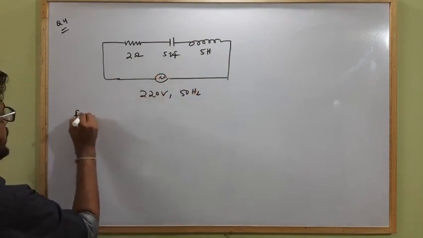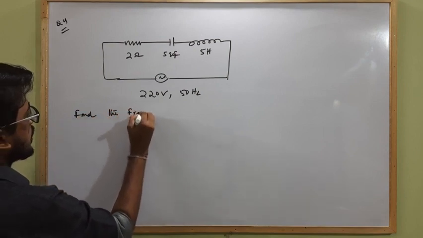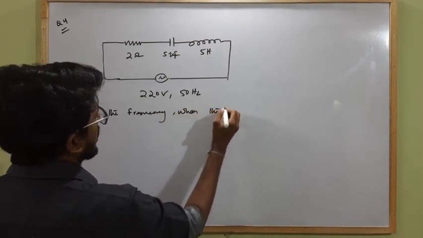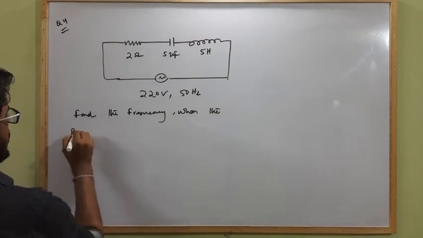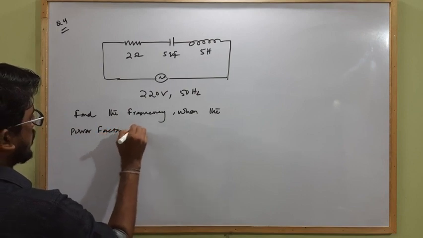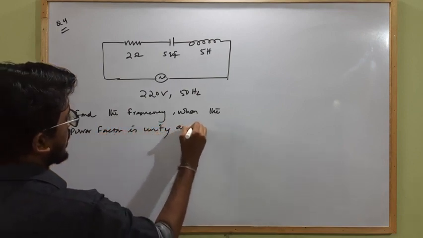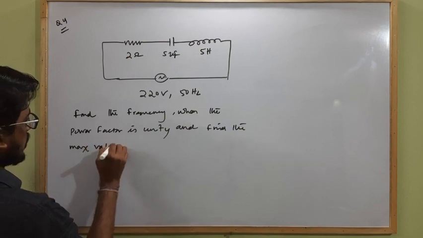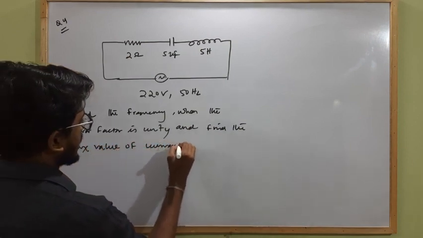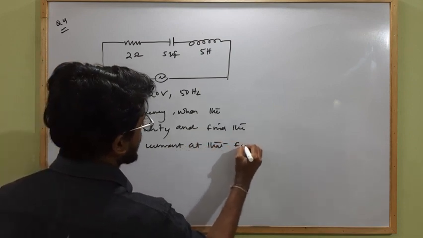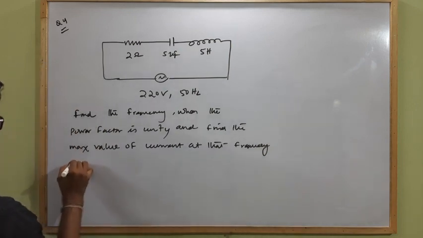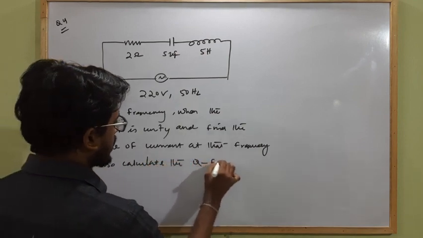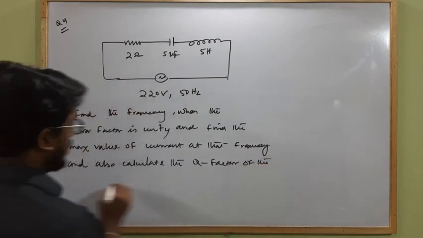So now we have to find the frequency when the power factor is unity, and find the maximum value of current at that frequency, and also calculate the Q factor of the given circuit.